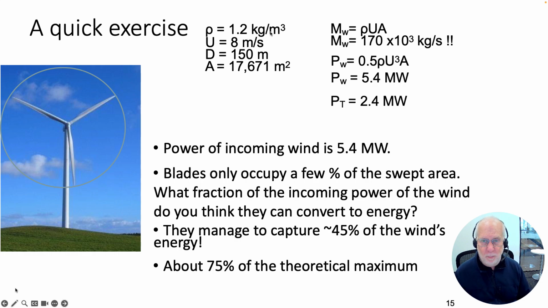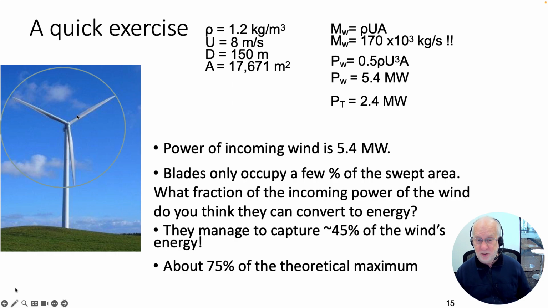Density of air is about 1.2 kilograms per cubic meter. Let's assume we have an 8 meter per second wind, which is fairly strong but not ridiculous, and a rotor blade of a diameter of 150 meters. Now what that means is you've got 17,000 square meters of area there, a lot of that. Mass of air flow, rho UA, turns out to be 170 by 10 to the 3 kilograms per second. So what that means is it's 170 tons of air flowing through this area every second.